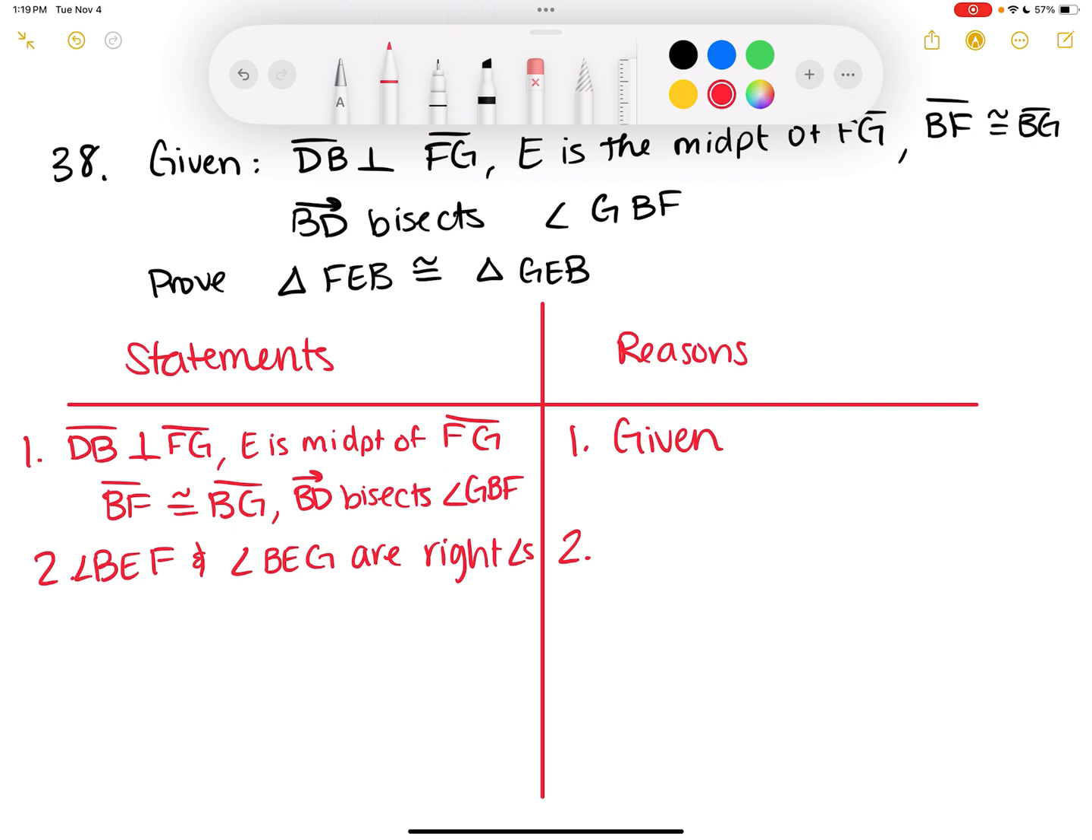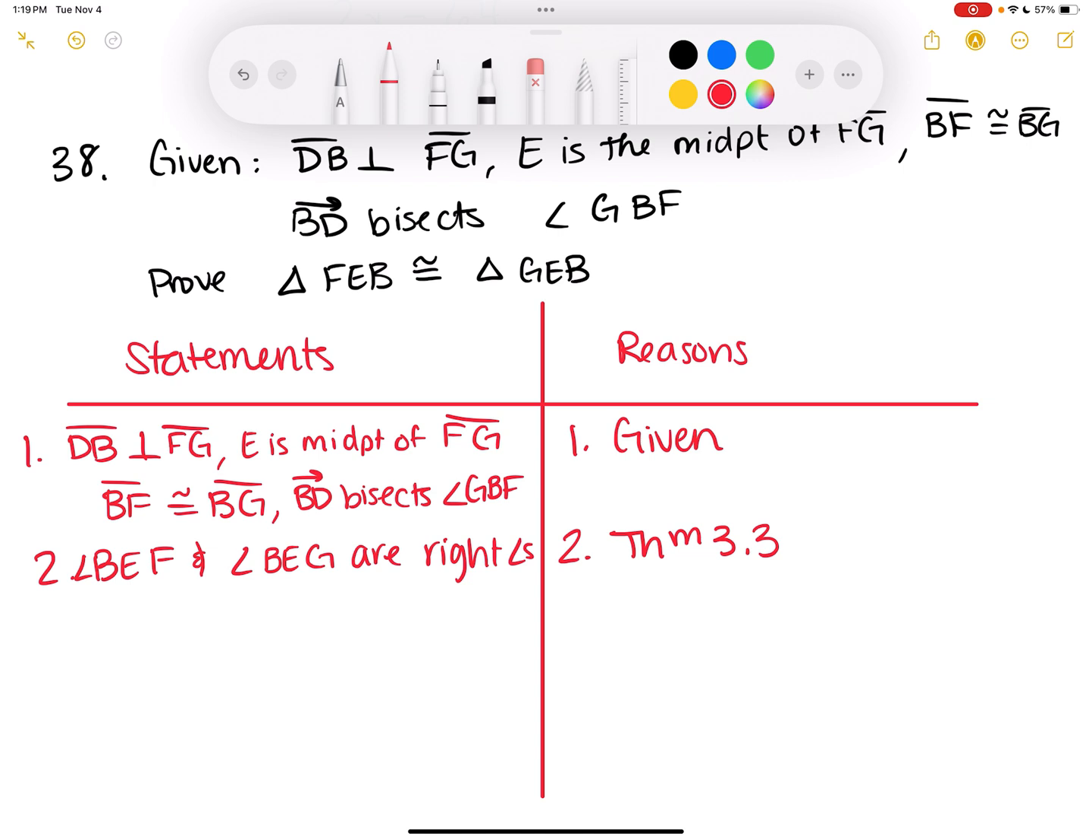Now, obviously, I could also talk about FED and GED being right angles. But ultimately, because I'm just trying to prove the bottom two triangles of the kite are congruent, I'm not worried about the top part. But if you wanted to put that, you could. This is technically theorem 3.3. When the book gives reasons, if it's a theorem with just a number, they write out the whole thing, but you don't need to do that. You have the book for that. So theorem 3.3.